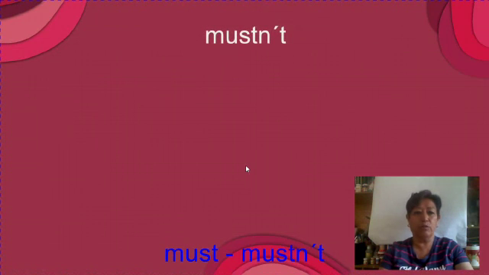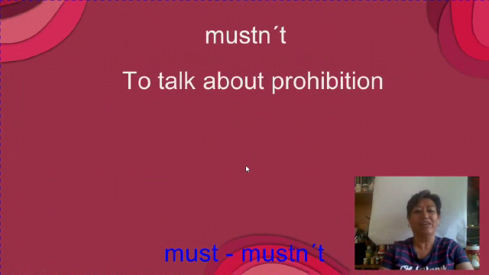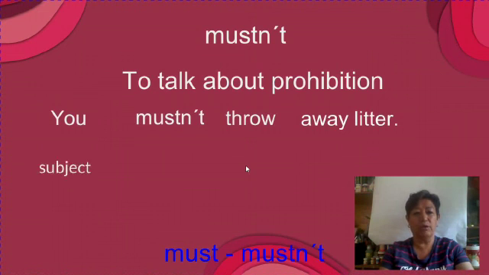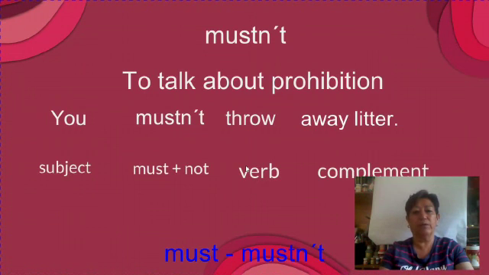And now let's revise mustn't. Do you remember when we use mustn't? Yes, to talk about prohibition. For example, you mustn't throw away litter. Why? Because if you do it, you pollute the city. And to make sentences with mustn't, remember that we need a subject, the modal auxiliary must plus not, a verb, and the complement.